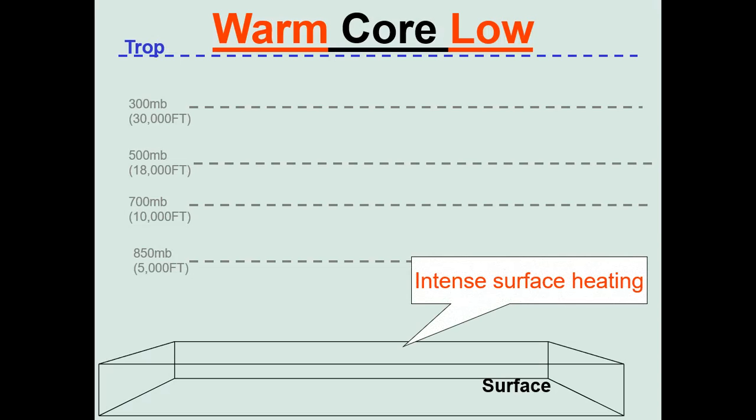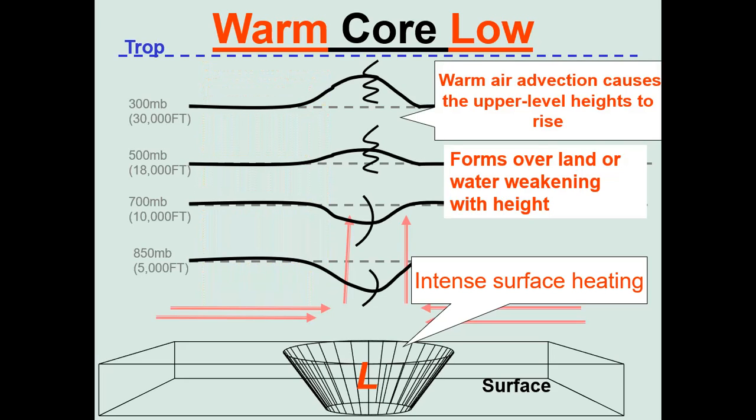So let's take a look in the vertical at what a warm core low looks like. All right, so because there's intense surface heating, the air is much lighter and it wants to rise in the vertical. As the air rises, you have more air that comes in and converges in the low levels of the atmosphere at the surface. And as the air rises with a heat low, especially over land, and even with tropical systems, you have a high pressure or anticyclone or a ridge aloft.